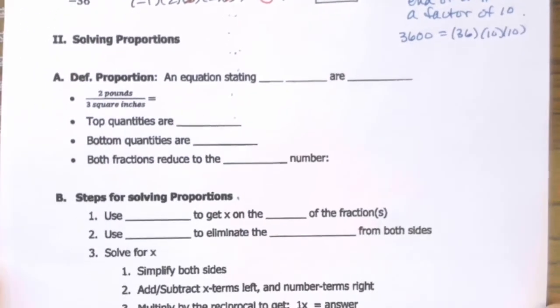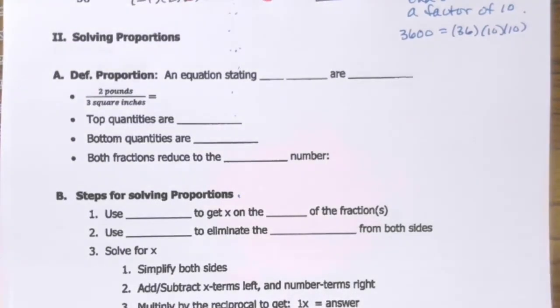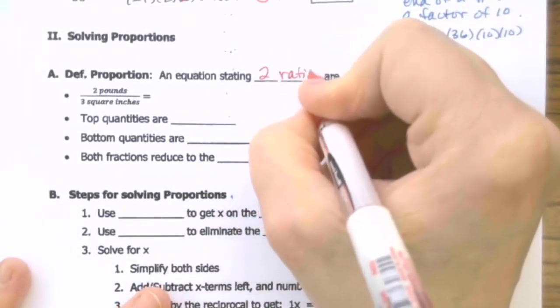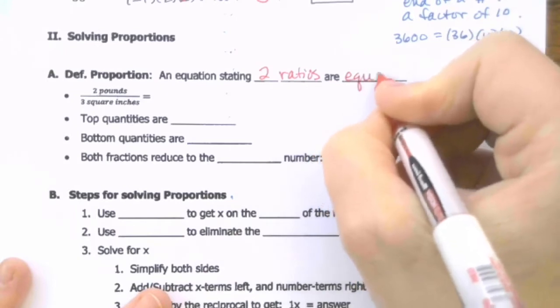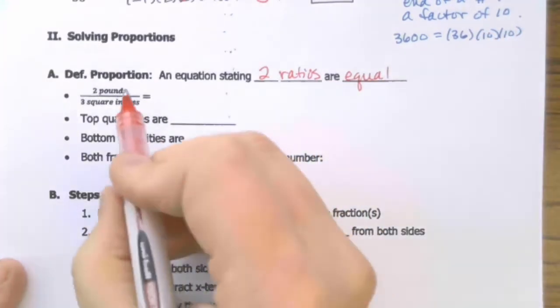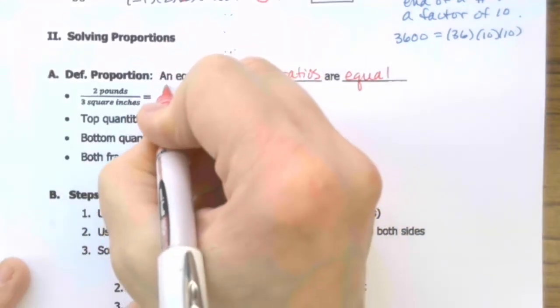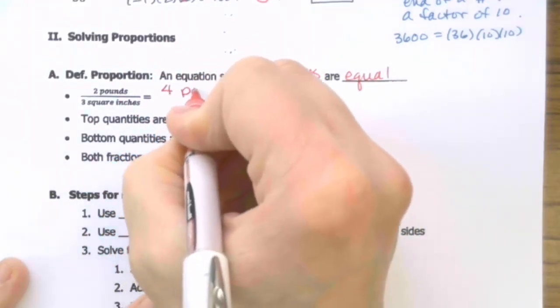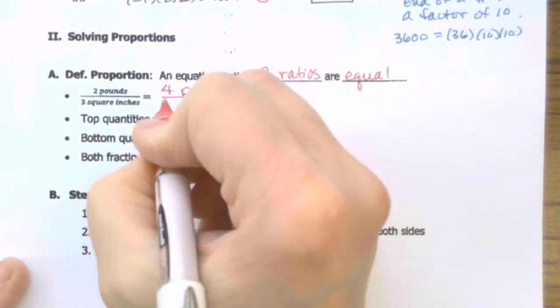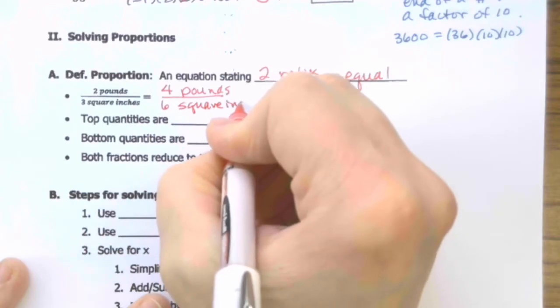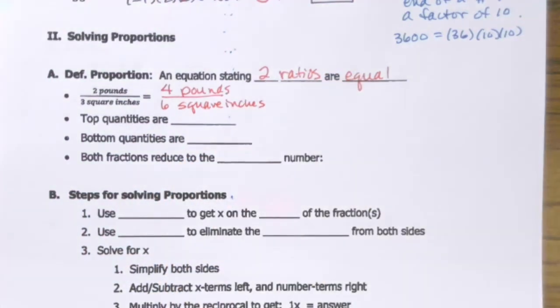Now we're going to go to solving proportions. Okay, the definition of proportion is an equation stating two ratios are equal. So 2 pounds per 3 square inches is a ratio, and it could be equal to 4 pounds over 6 square inches. This is a proportion. So what do we notice about the proportion?